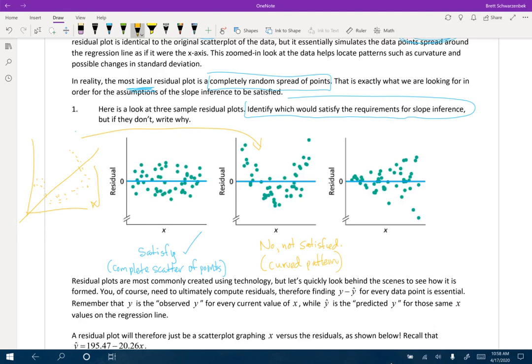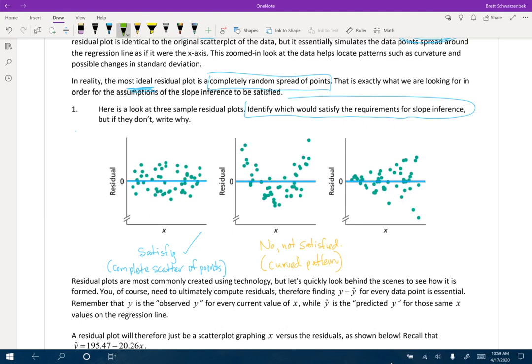Okay, so truthfully, this is usually it. Usually it's all about whether you're identifying a pattern of some kind, and you don't want patterns. You want a complete scatter of points, no pattern for a residual plot. But there are other scenarios that you also have to beware of.